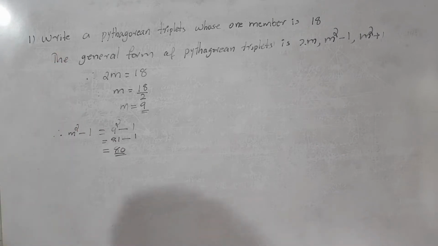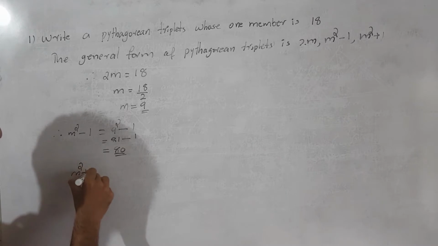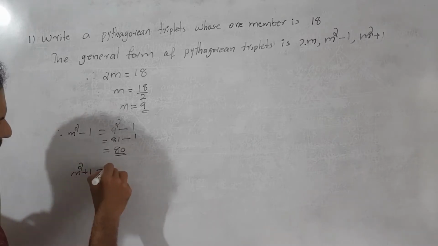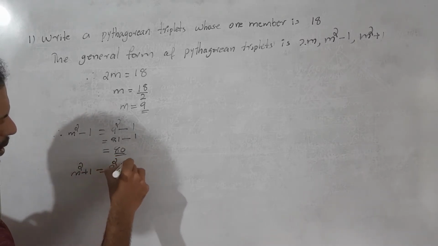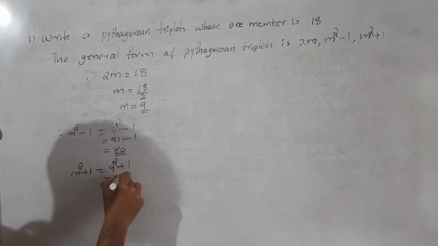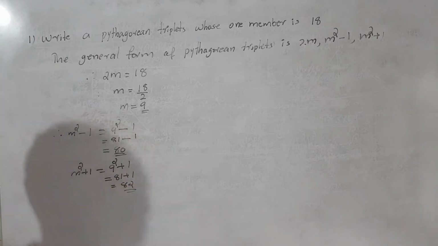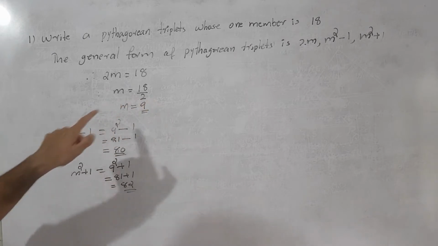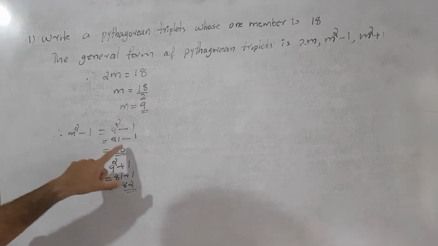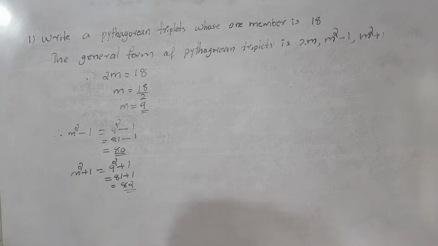Then next we find the value of m square plus 1. Then m square plus 1 is equal to 9 square plus 1. 9 square is 81, plus 1 is equal to 82. Now we got the value of m, m is equal to 9. After we find m square minus 1, that one is 80. m square plus 1, that is 82. Correct. Then what is next?